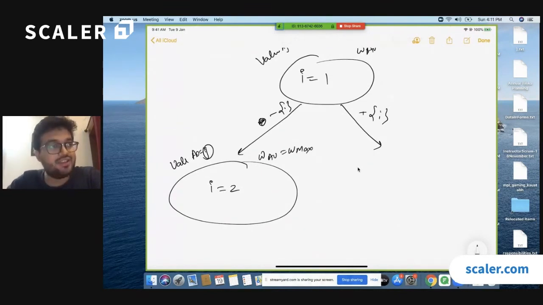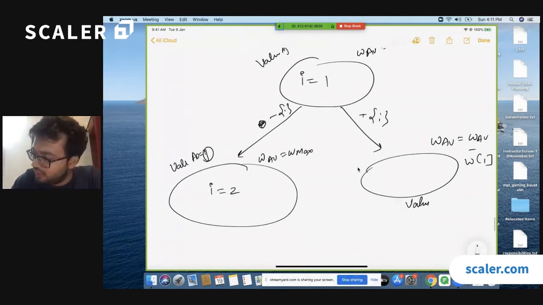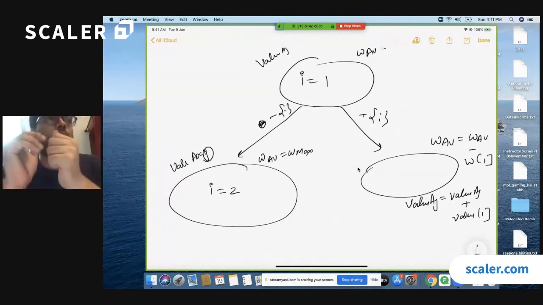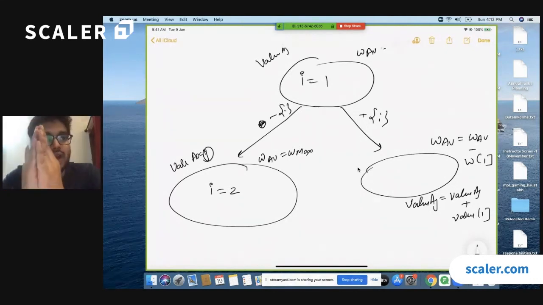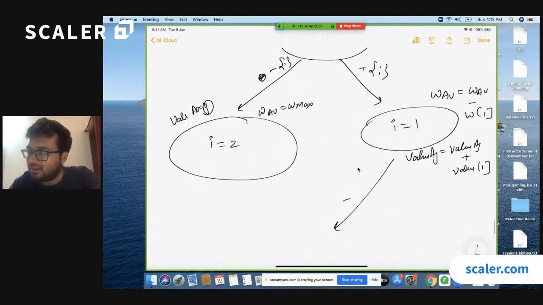The other option is that I choose to select it. If I select it, my weight available would become weight available minus the weight of the first element, and my value would become value aggregated plus the value of the first item. But I could have selected this element multiple times, so I would still keep the i of my state equal to 1. Why would I still want to keep it 1? Because I want to give myself that choice again, whether to select the ith element or not.